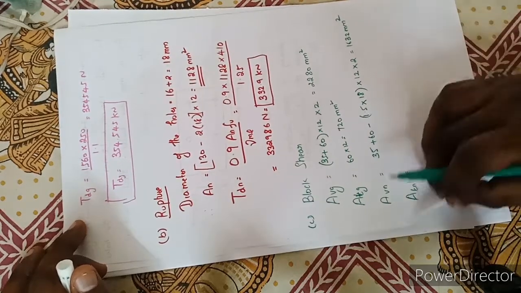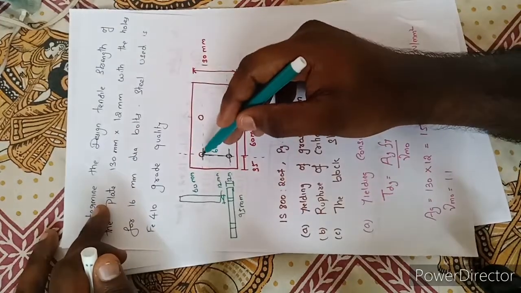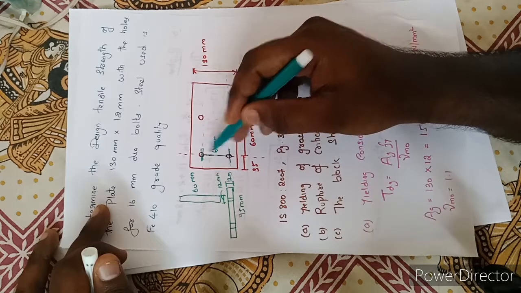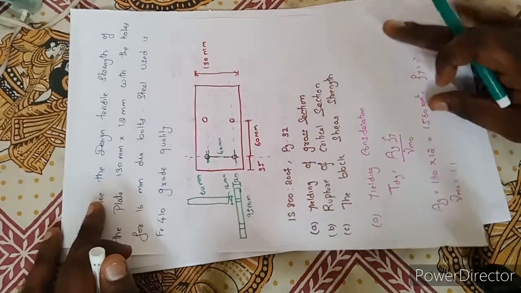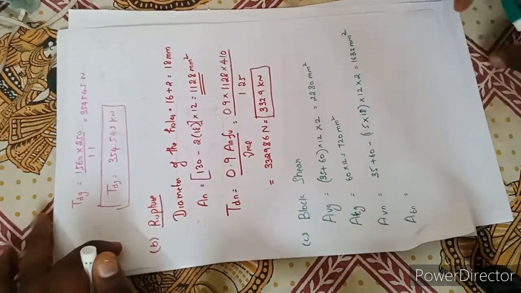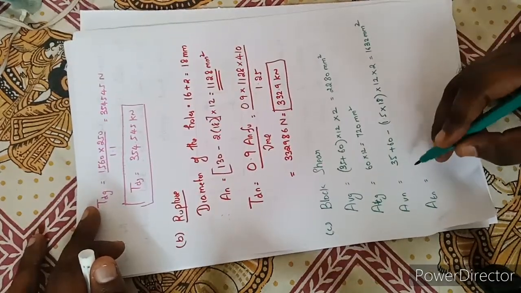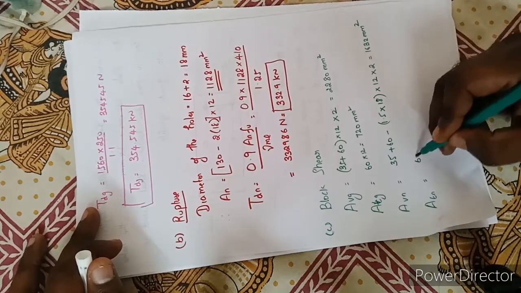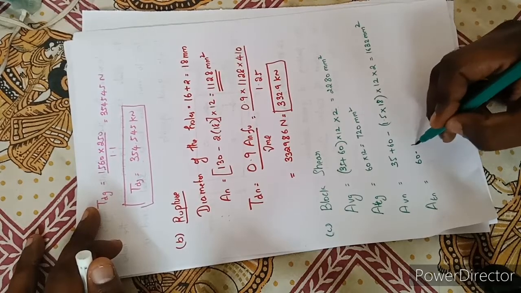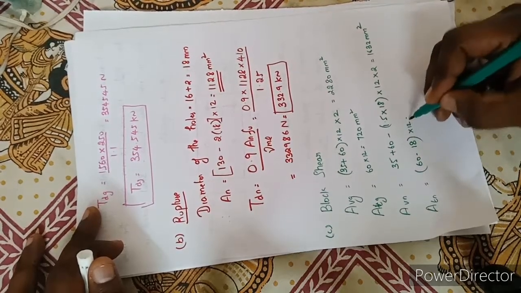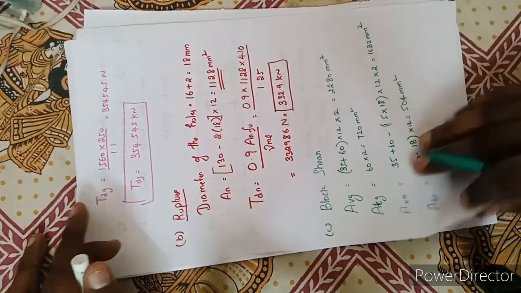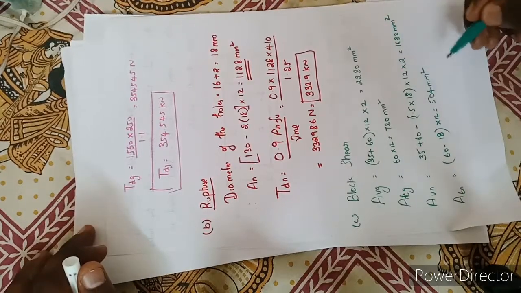From this half to this end we have half of the hole, and here we have half of the hole, so it becomes one overall hole. So we can subtract with just the one hole diameter: 60 minus 18, into 12, so it's very easy here, in mm square, right? So you have calculated all the 4 parameters to calculate the block shear strength.